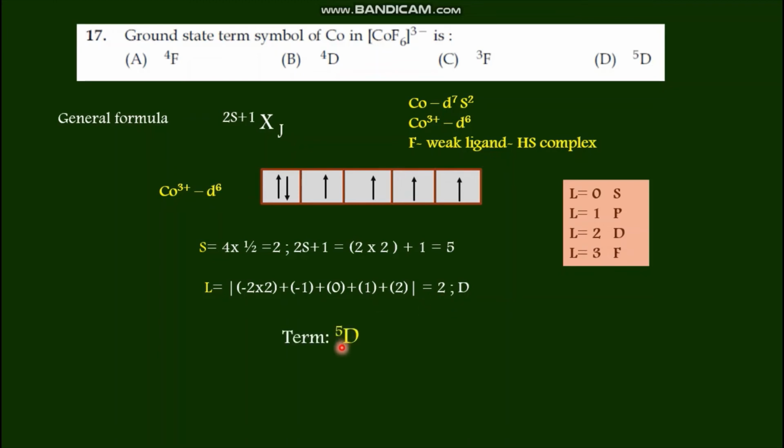So the term is 5D. In this option there is no J value, so we don't need to calculate those things. So the correct answer is option D, 5D.